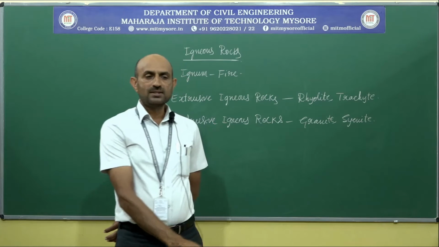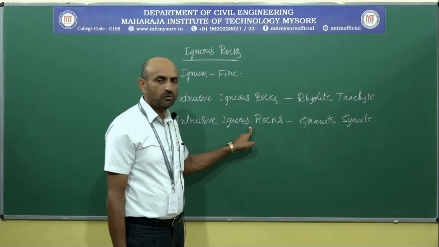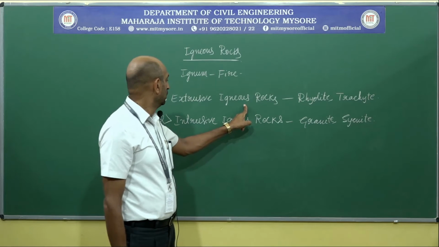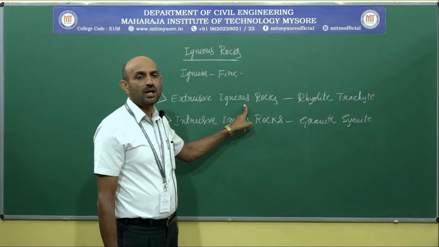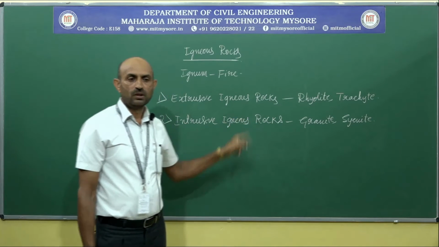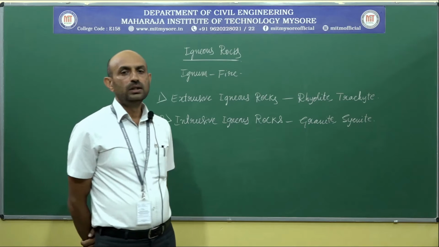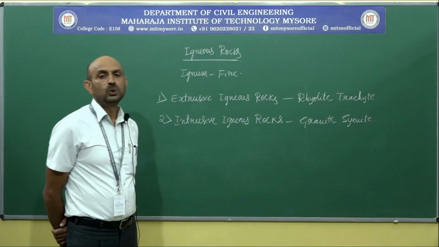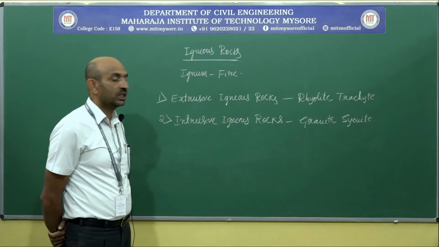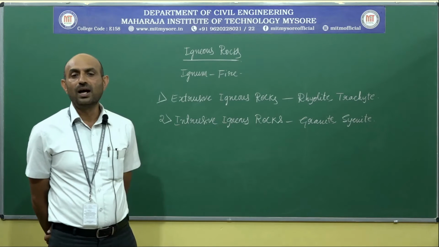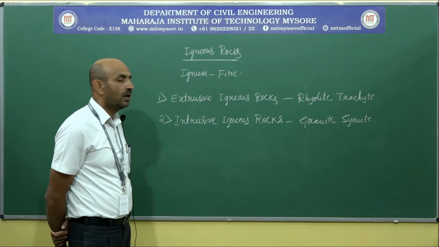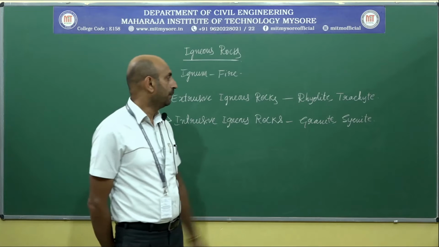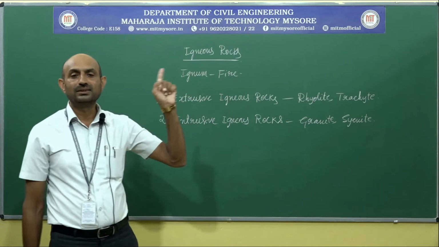The simple difference is this one is formed by magma cooling and solidification, this one is formed by lava cooling and solidification. Extrusive igneous rocks: igneous rocks which are formed on the surface of the earth by the cooling and solidification of lava are called extrusive igneous rocks. Example, rhyolite and trachyte.